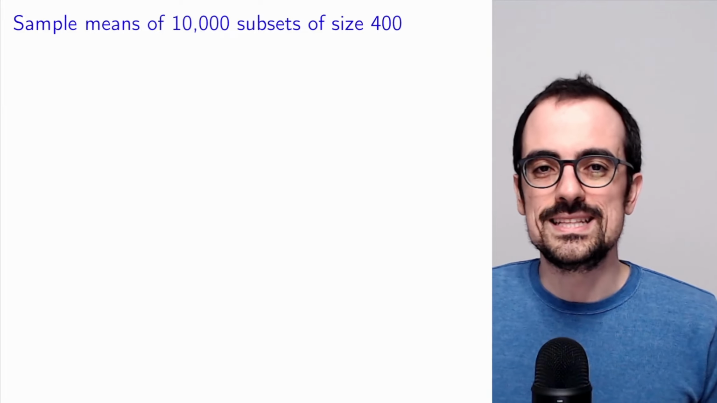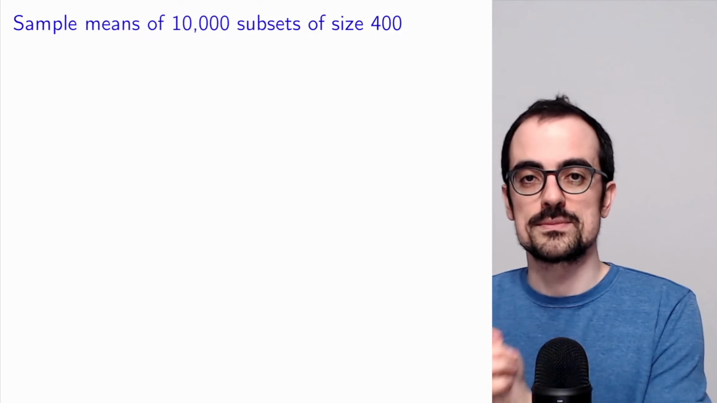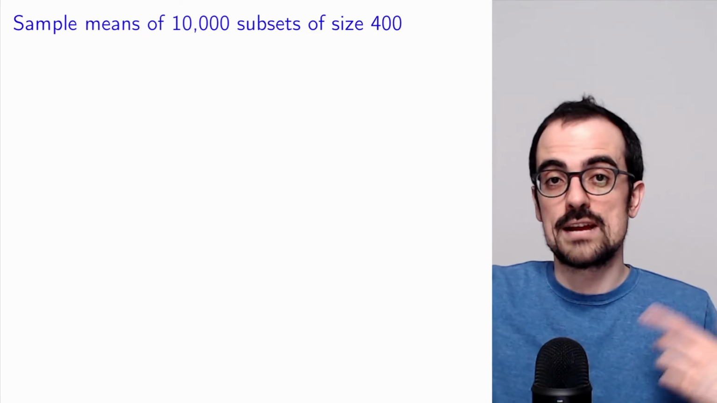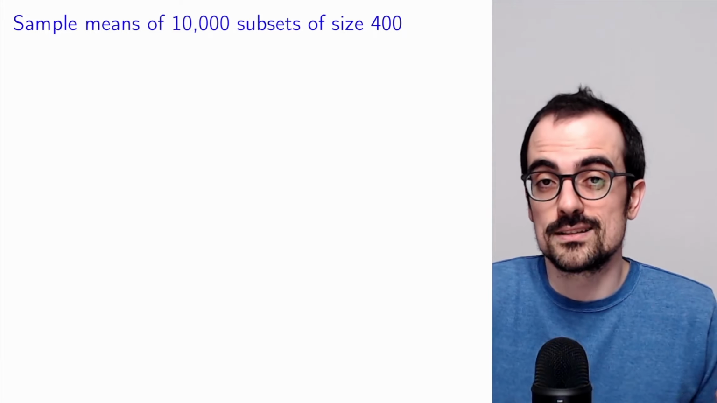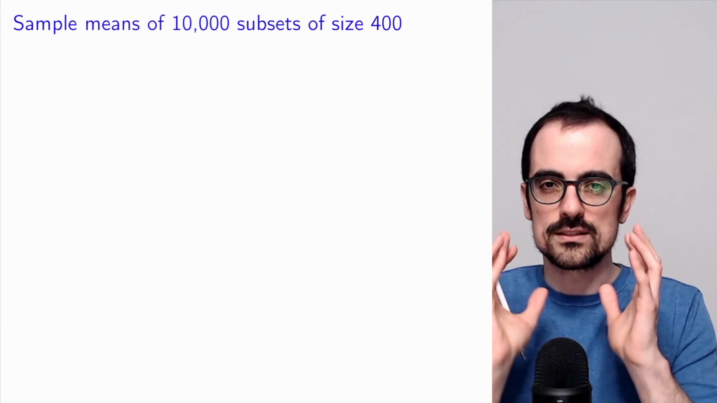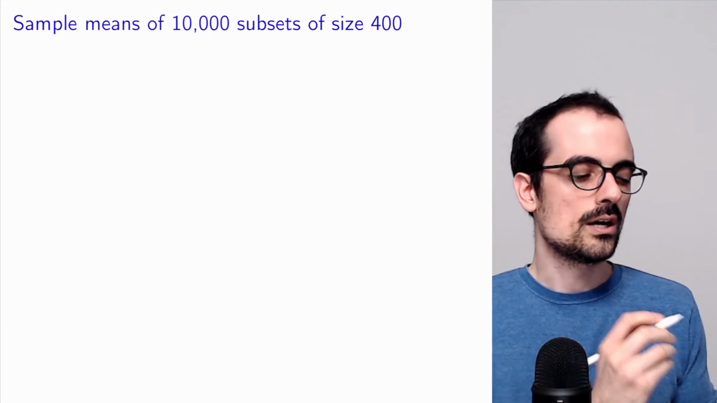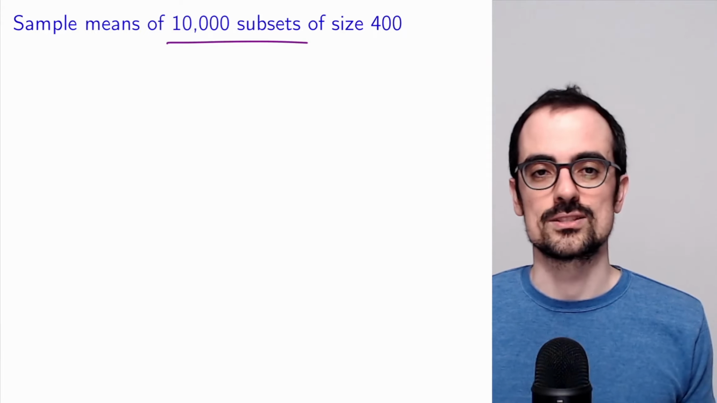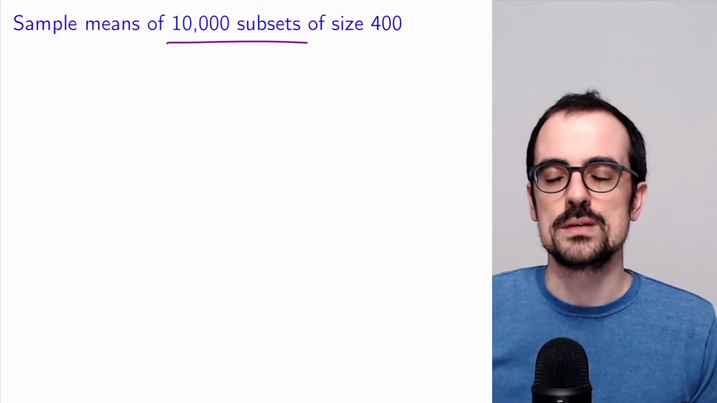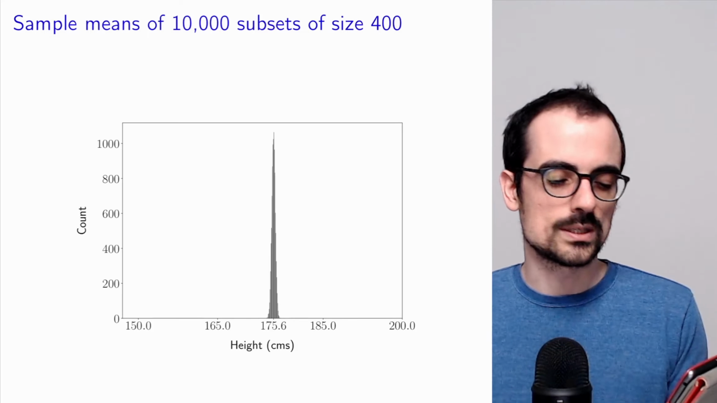So when we discuss how good these estimates obtained from random samples are, we're going to have to reason probabilistically, because every time we measure, we obtain a different answer. In order to capture this, I'm going to show you the distribution of the sample means of 10,000 subsets of size 400. So I repeat this experiment 10,000 times, where I pick 400 people and I compute their sample mean to try to approximate the population mean. And this is what I see.